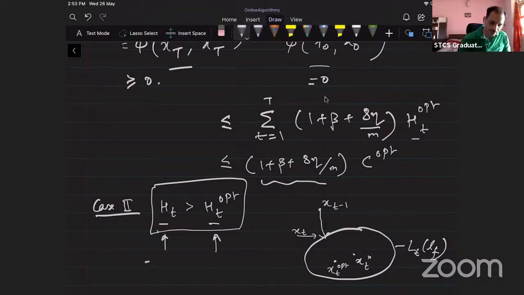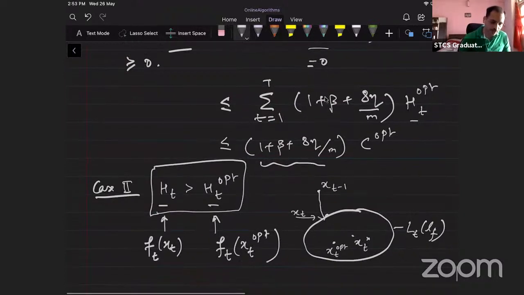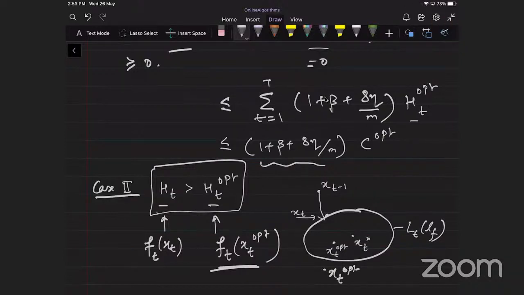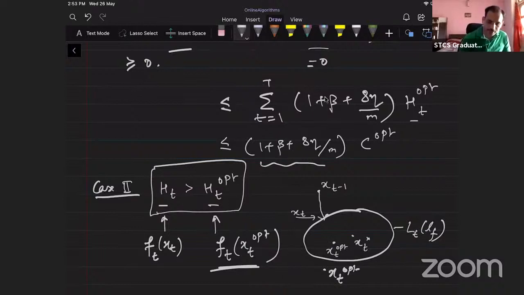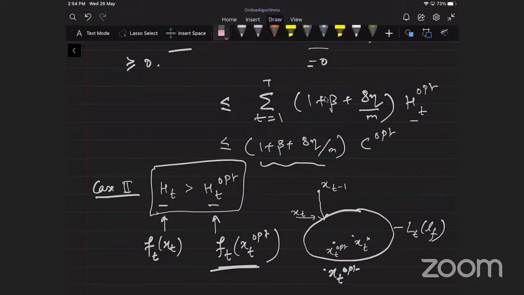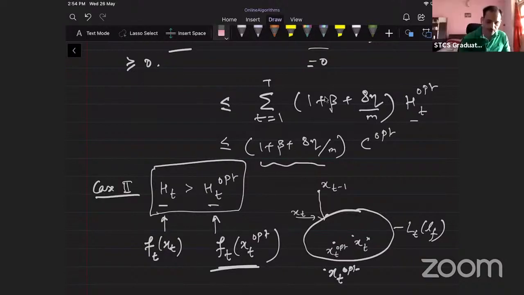So what is HT? HT is FT of XT. What is HT OPT? FT of XT OPT. The condition we are under is HT is strictly larger than HT OPT. So where is this point XT OPT in this figure? Is it outside or is it inside? Inside is in a smaller level set. Correct. So that is why this is strictly inside. Kumar, is this clear? This is important. Yes. So because of the condition that HT OPT is strictly smaller than HT, I know that XT OPT is strictly inside this convex set. It's not on the boundary. So now what do I know about the geometry of this? What is the angle made between?